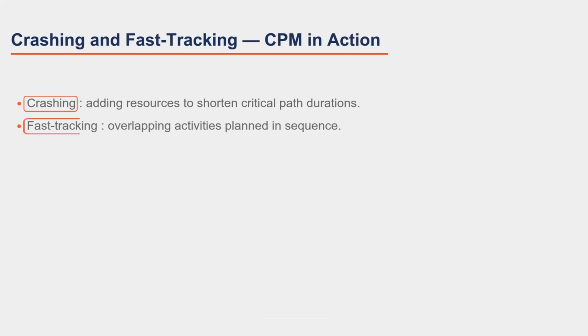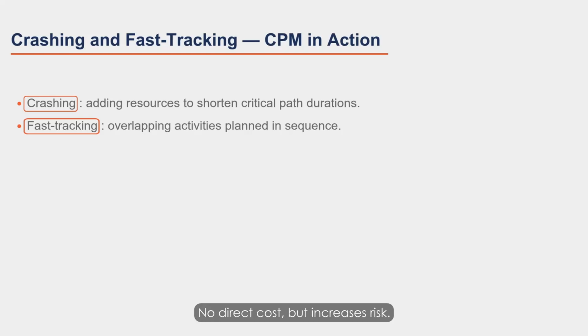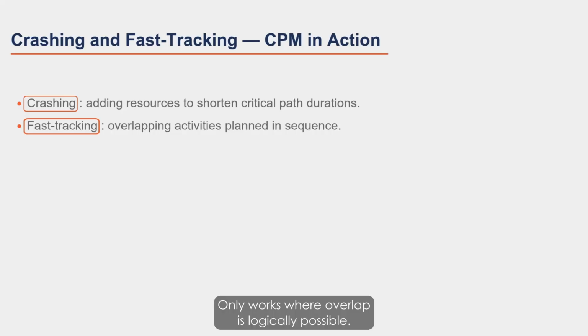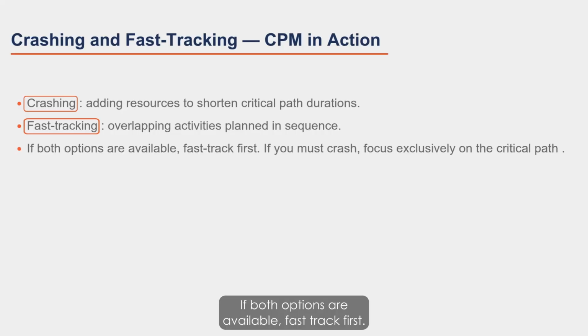Fast tracking: overlapping activities planned in sequence. No direct cost, but increases risk. Only works where overlap is logically possible. Exam rule: if both options are available, fast track first. If you must crash, focus exclusively on the critical path.